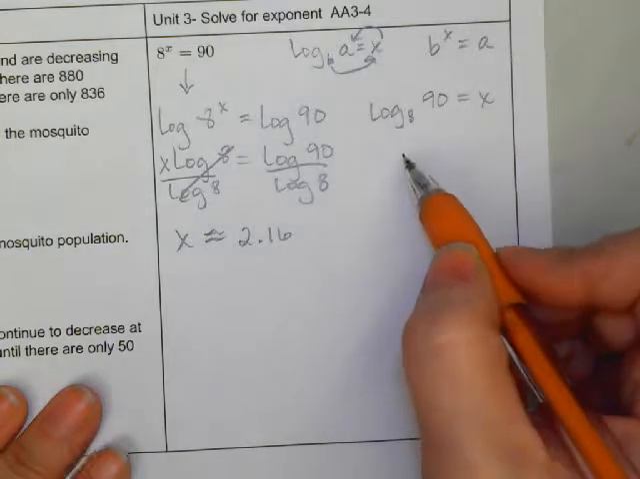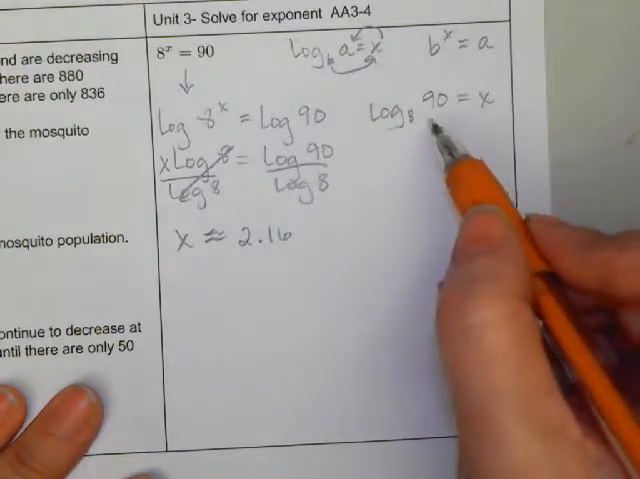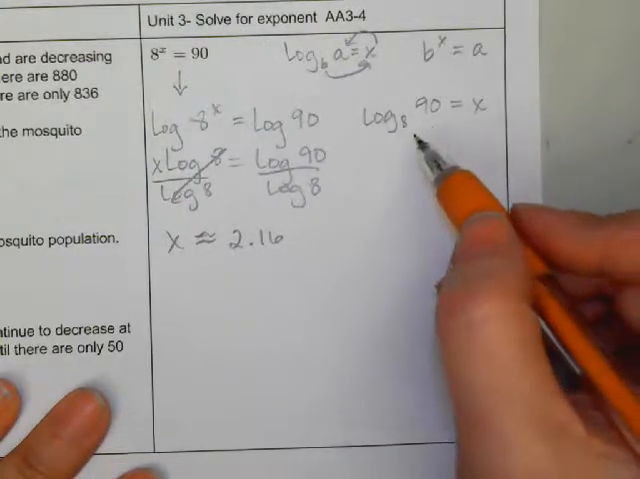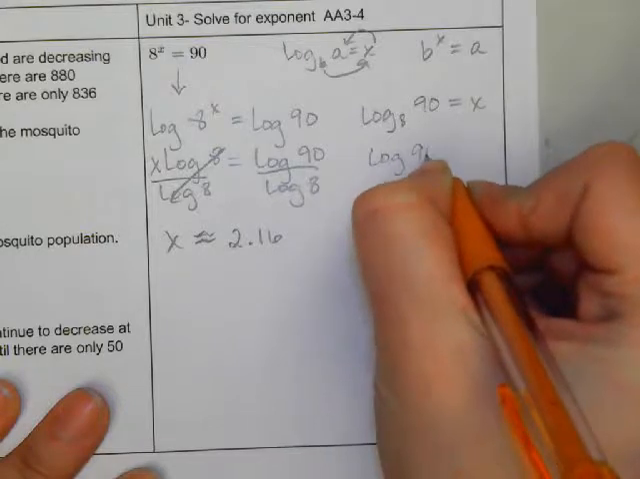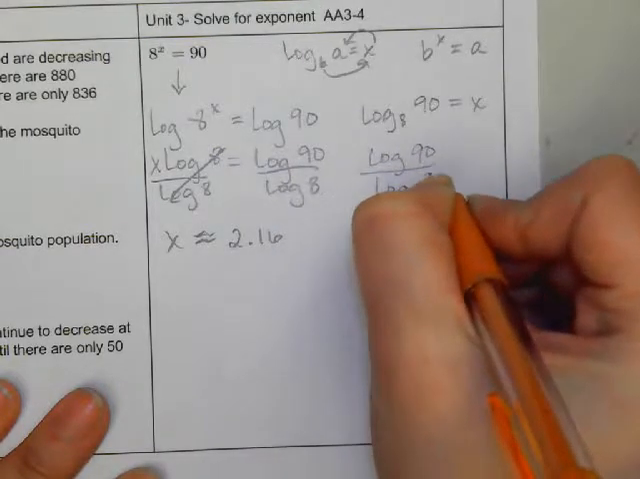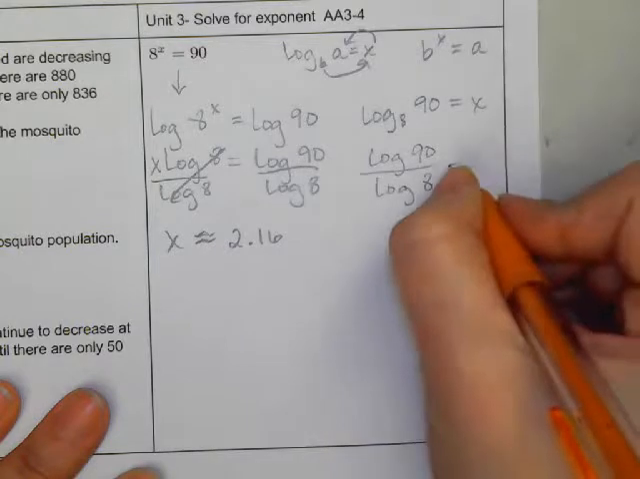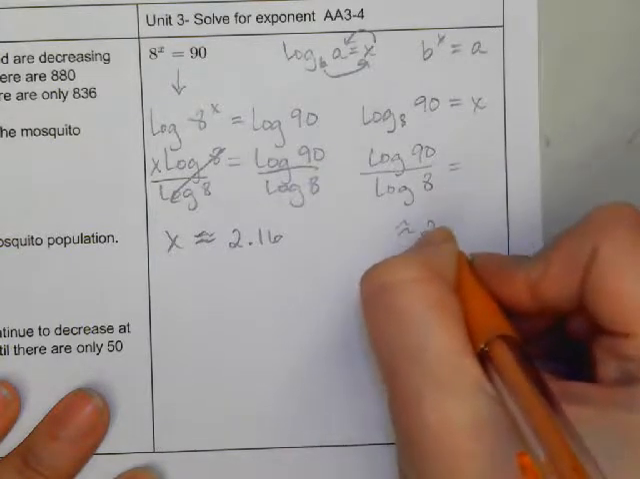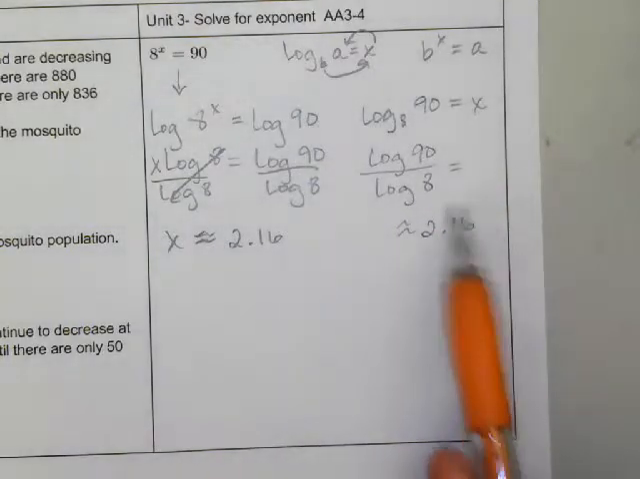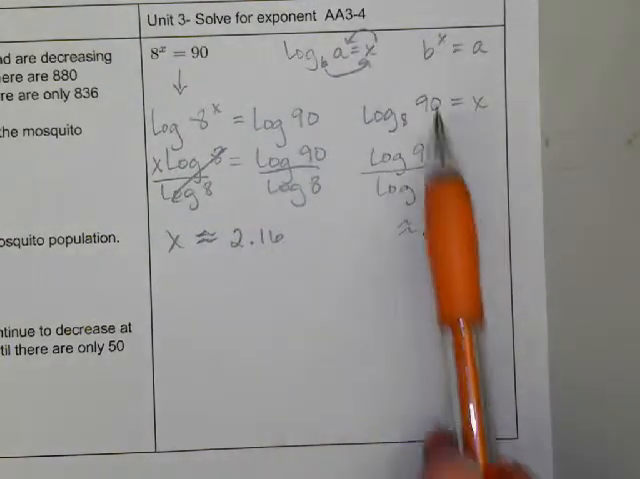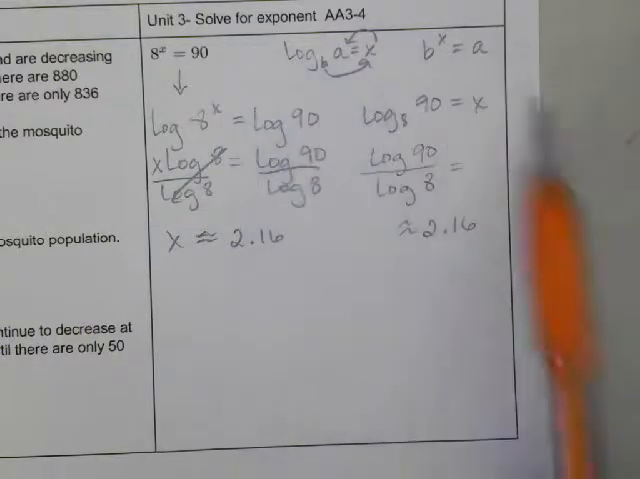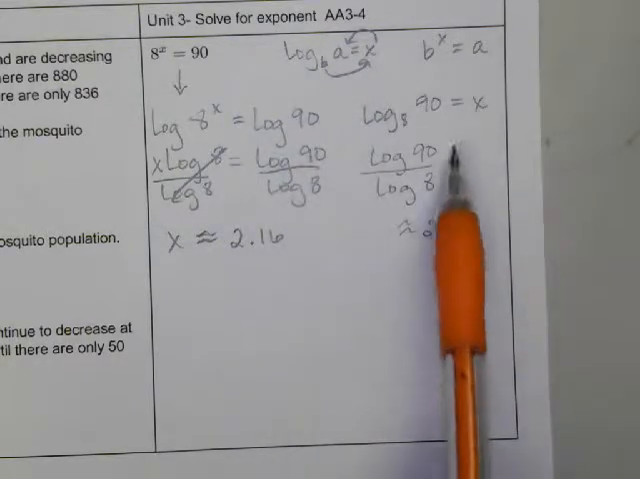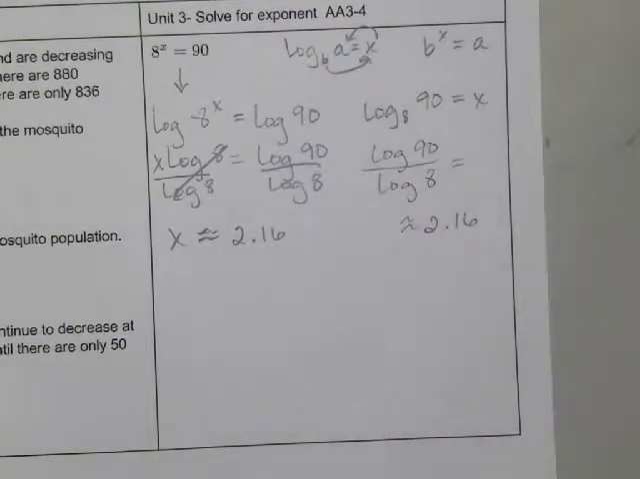So now that I have it in this form, I can't put it in the calculator with a base of 8, so I use the change of base that I know, which is log 90 over log 8, and I'm going to get the same thing that I got here, approximately 2.16. So as you can see, we end up with the same thing either way. It just depends on what you remember. You should, I would say, have this in your notes as well as this change of base. Any questions on that one?